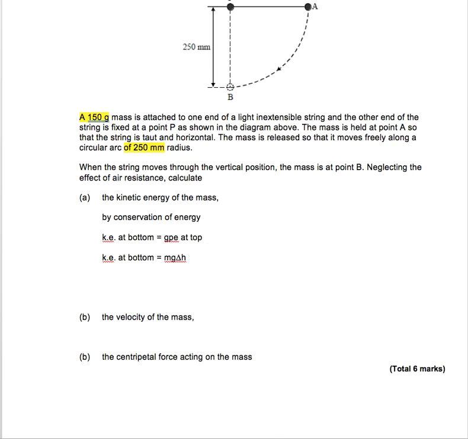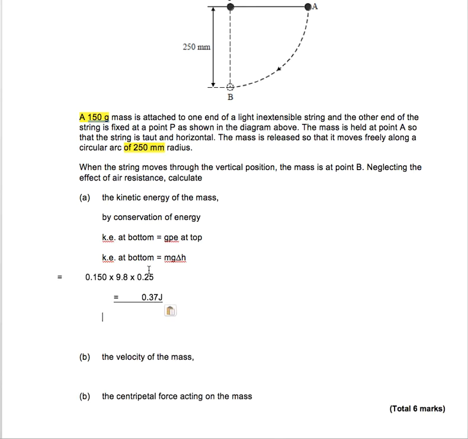That's the physics behind it. All I've got to do then is to stick the numbers in. And I've got mass 0.150, g 9.8, and the change in height between here and here, 0.25 meters, which gives me 0.37 joules.